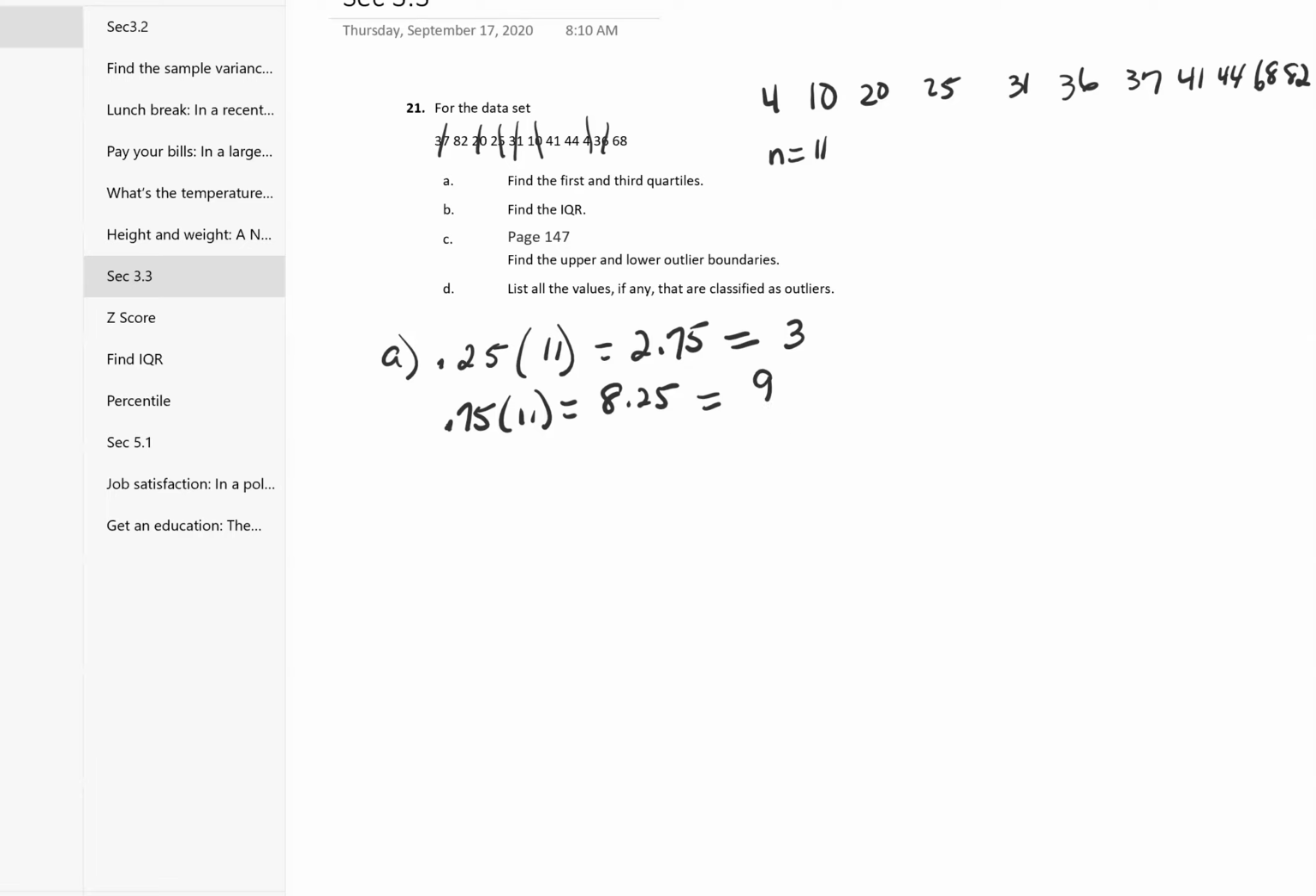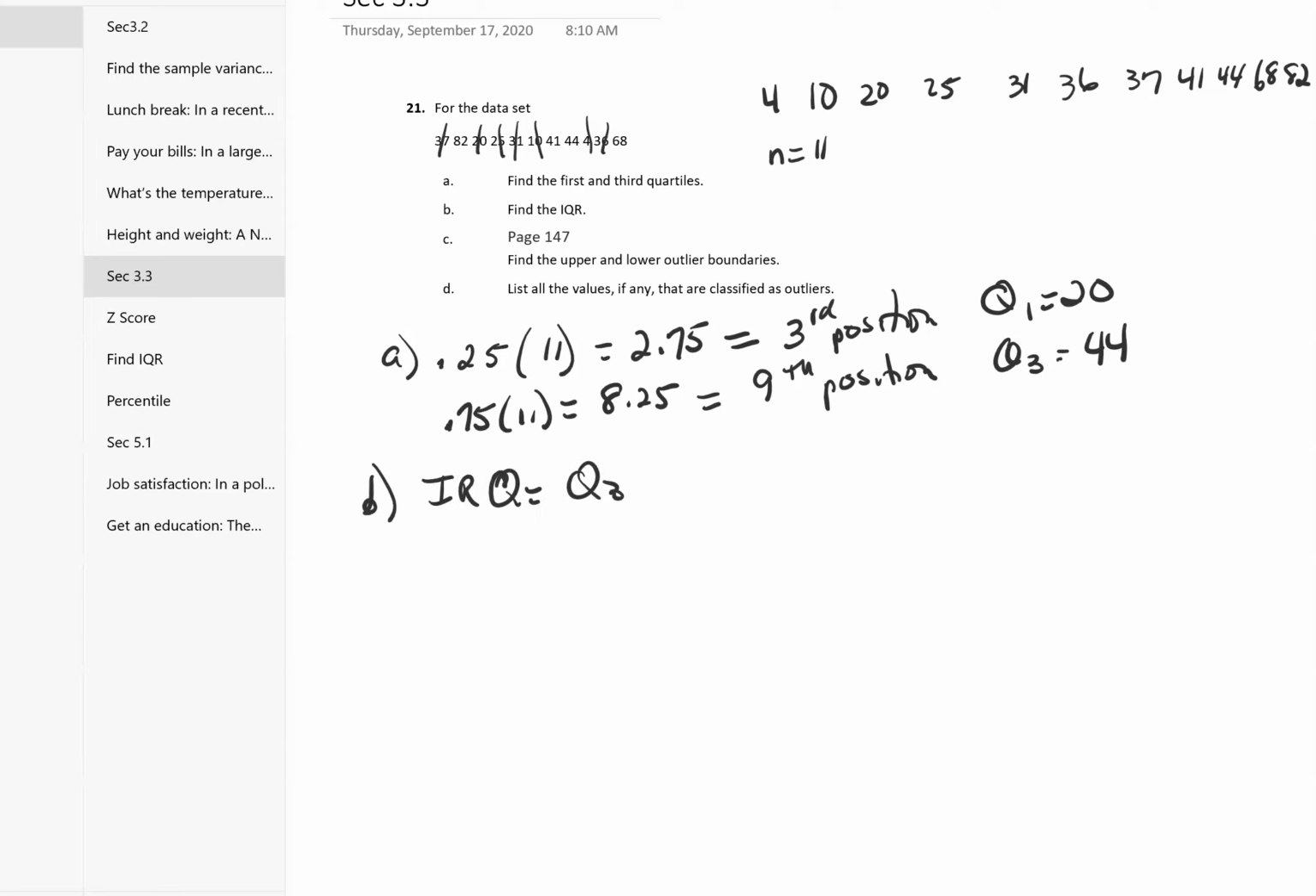All right, so the number in the third position, 1, 2, 3, is the number 20. And the number in the 9th position, which is quartile 3, 1, 2, 3, 4, 5, 6, 7, 8, 9, is 44. Find the IQR. IQR is Q3 minus Q1. So I get 44 minus 20. So that's a 24.